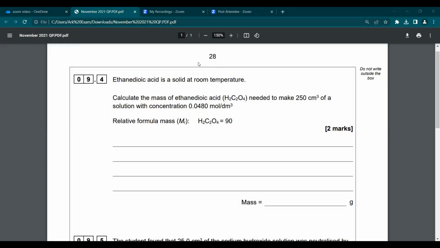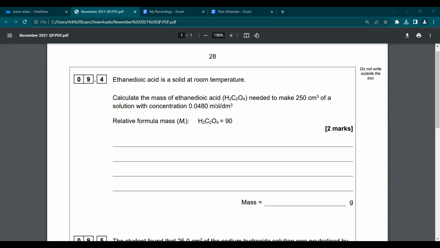To do this November 2021 GCSE chemistry question. Now this is the second to last question, so it's coming up near the end of the paper, so it's going to have a little bit more application. So let's get started.